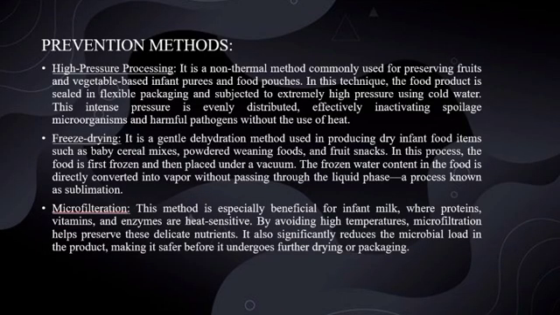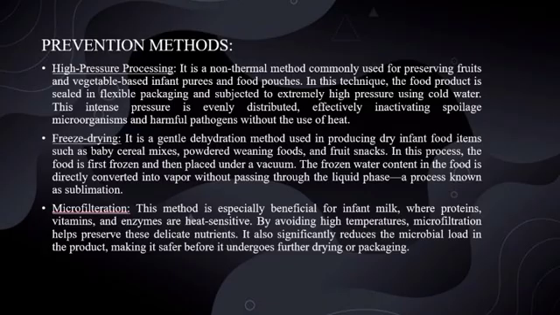The prevention methods for the spoilage of infant food include high pressure processing and freeze drying. High pressure processing is a non-thermal method commonly used for preserving fruit and vegetable based infant purees and food pouches. In this, the food product is sealed in a flexible packaging and subjected to extremely high pressure using cold water. This intense pressure is evenly distributed and inactivates the microorganisms and harmful pathogens without the use of heat.